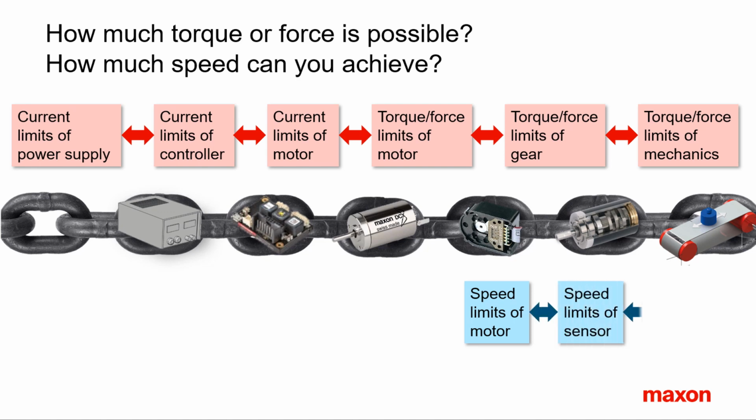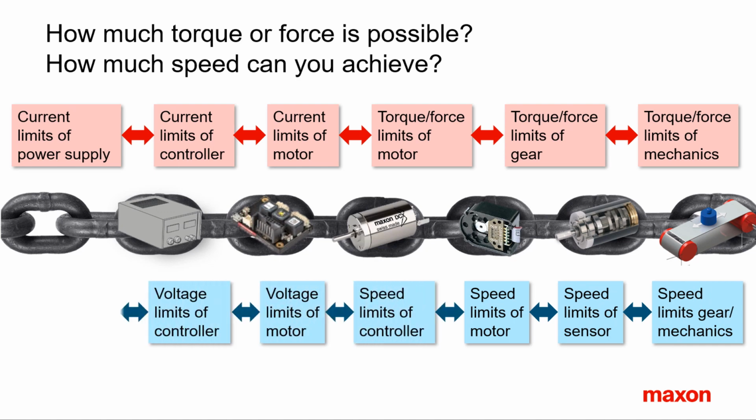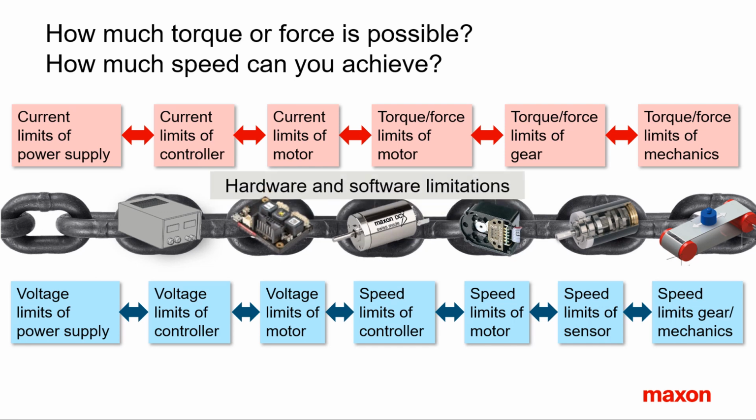Similarly, the achievable speed can be limited by other components such as sensor, gears and mechanics or controller. The voltage capabilities of controller and power supply might not be sufficient to reach the required speed. Observe, there are constraints imposed by the hardware or by the software.